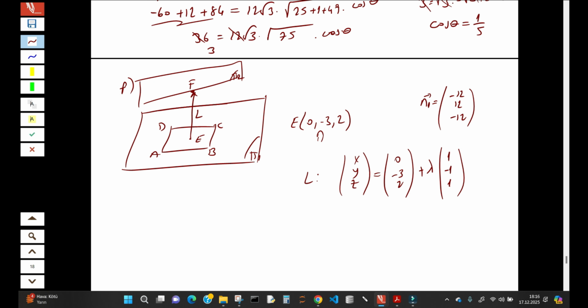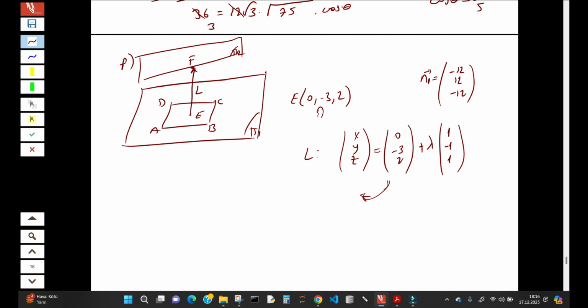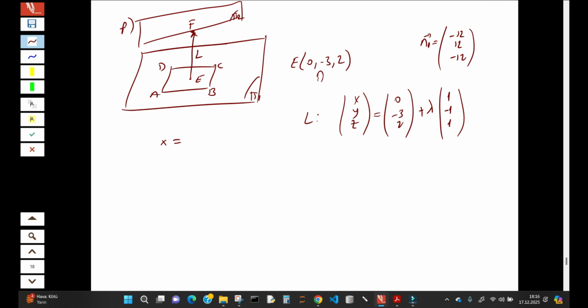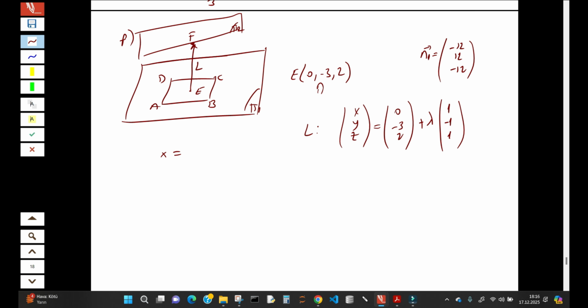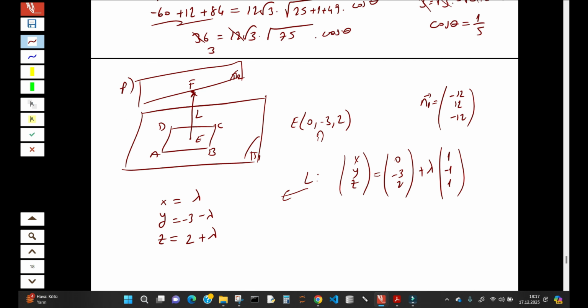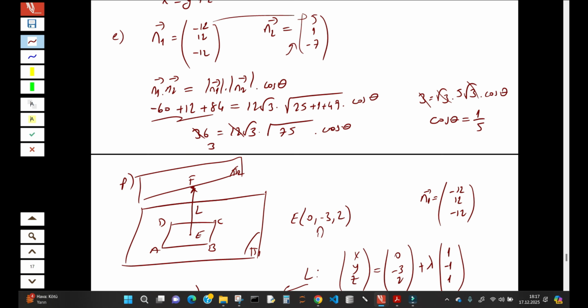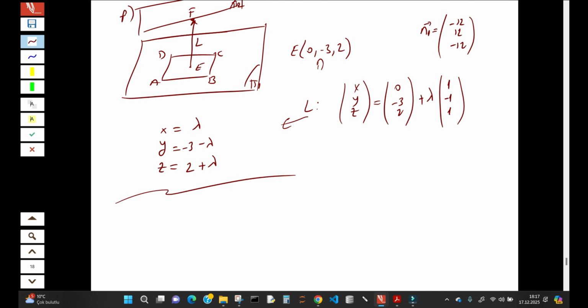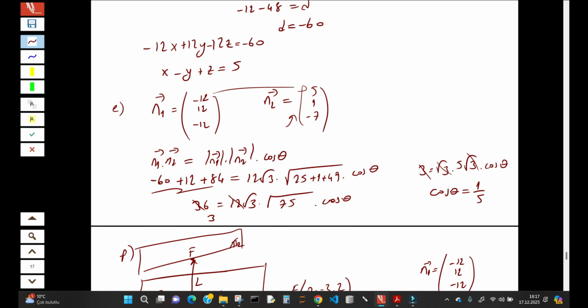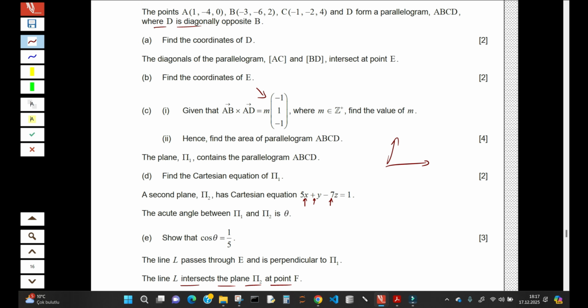First, find x equals lambda, y equals minus 3 minus lambda, right, from this equation, and z equals 2 plus lambda. We will just plug these into the pi 2 plane equation because I know that equation 2 is given in the question here.